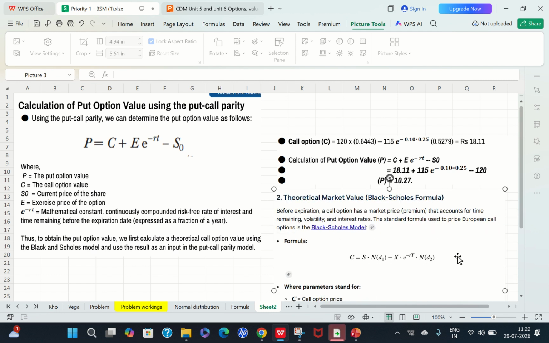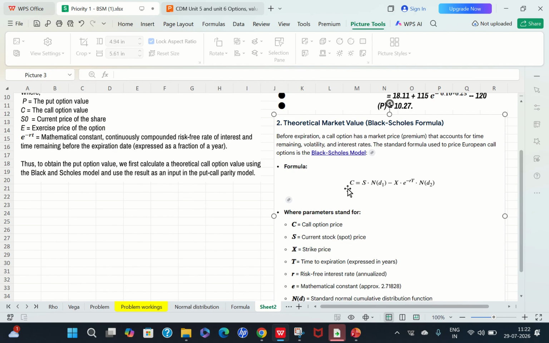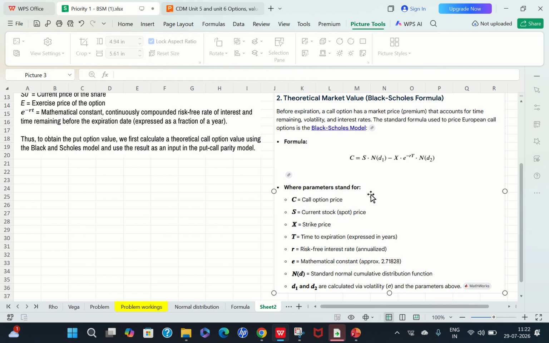The theoretical market value Black-Scholes formula is: C stands for call option, S stands for current stock price, capital N stands for the standard normal cumulative distribution function. D1 is the one which we have determined, in terms of volatility, D1 and D2, and those numbers. D1, D2 we have determined, and the normal distribution values of D1, D2 are specified here. So stock price into N(D1) minus X, which is the strike price.